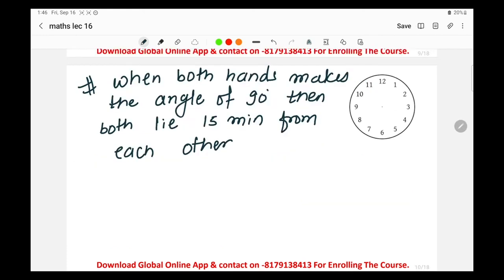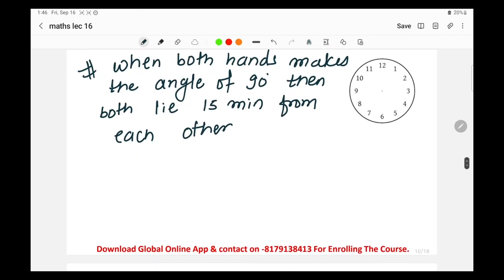The next fact that we have to keep in mind is that whenever both the hands, the minute hand and the hour hand, are making an angle of 90 degrees, it means that they both lie 15 minutes from each other. The difference is 15 minutes.